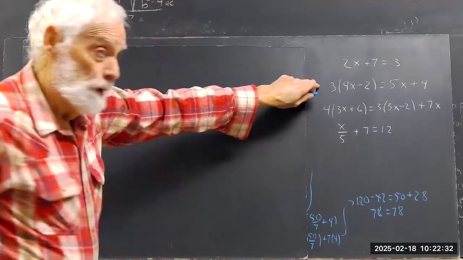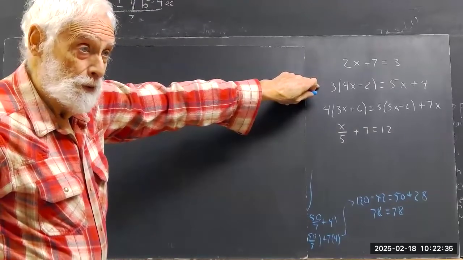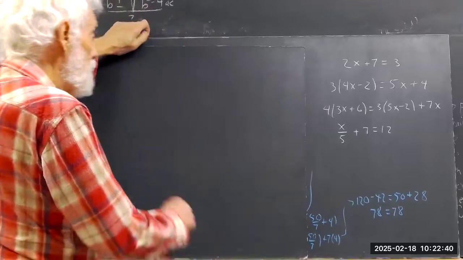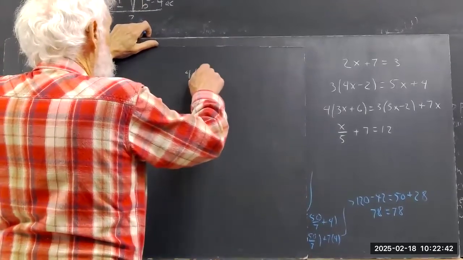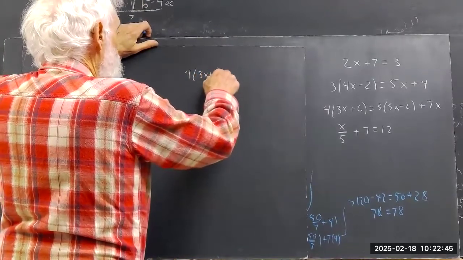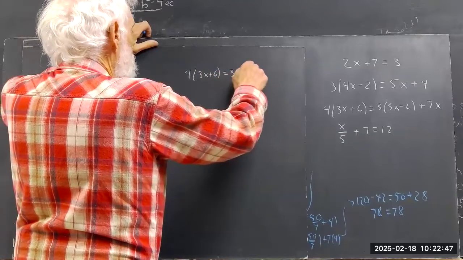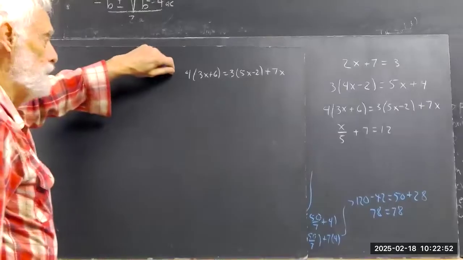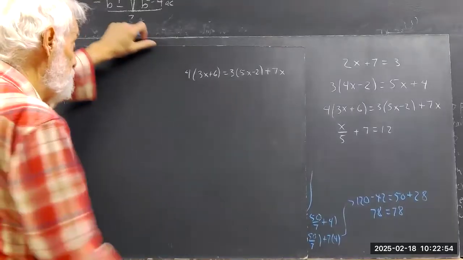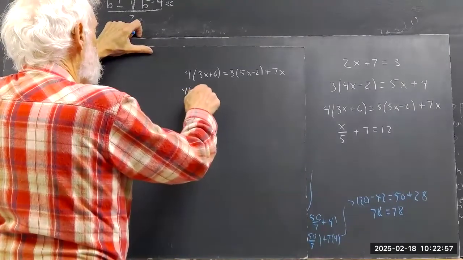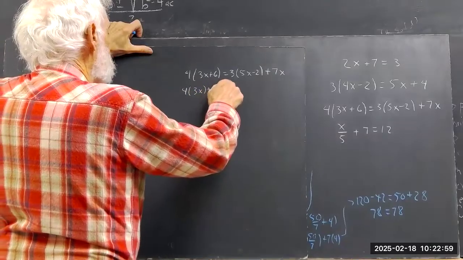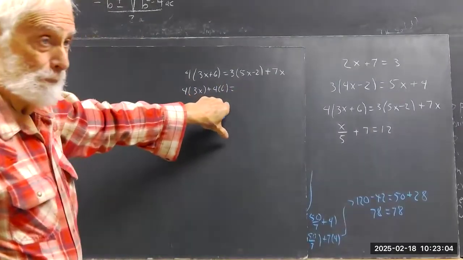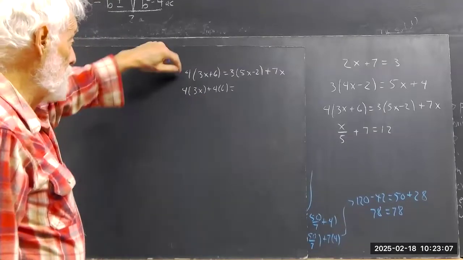Which is a lot like this problem, so it just has more terms in. So I'm going to work it through pretty quickly, and I'm not going to check it, because we don't want to take too much time with that. You have 4 times 3x plus 4 times 6. And don't skip this step.